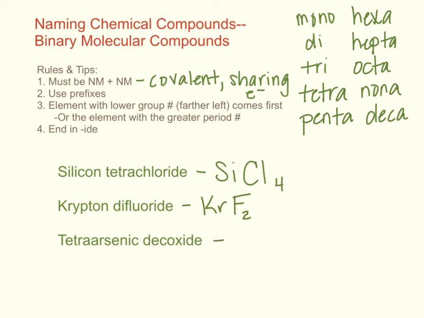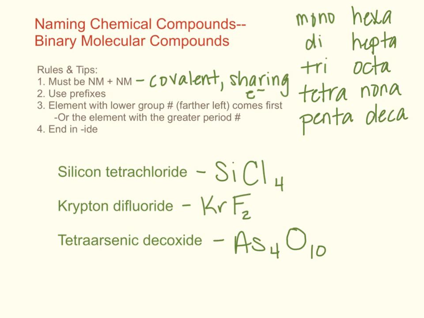Here, my tetraarsenic decoxide, ooh, that's a mouthful. My tetra means 4. My arsenic is As, and I've got 4 of those because tetra is my prefix that means 4. And decoxide, deca meaning 10, oxygen, is the oxide, and I have 10 of those. So I have As4O10 for tetraarsenic decoxide.